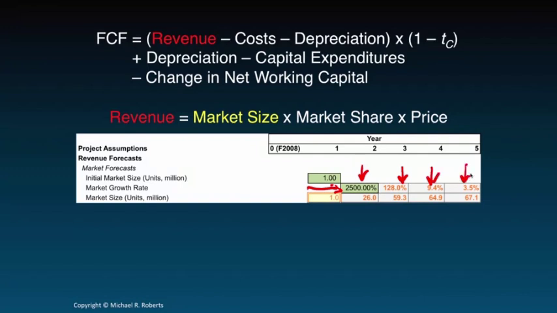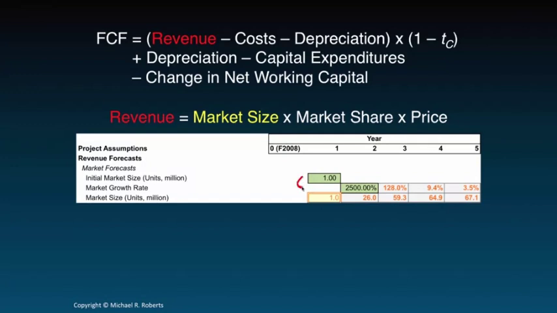Now you might wonder, where in the world am I getting these? Well, I'm getting them from a variety of different sources. I'm getting them from my marketing people and my strategy group within the company. I'm getting them from industry analysts as well. So there's a host of different sources of input that go into these numbers, but at the end of the day, they are just assumptions, and I'm going to emphasize that fact later on.